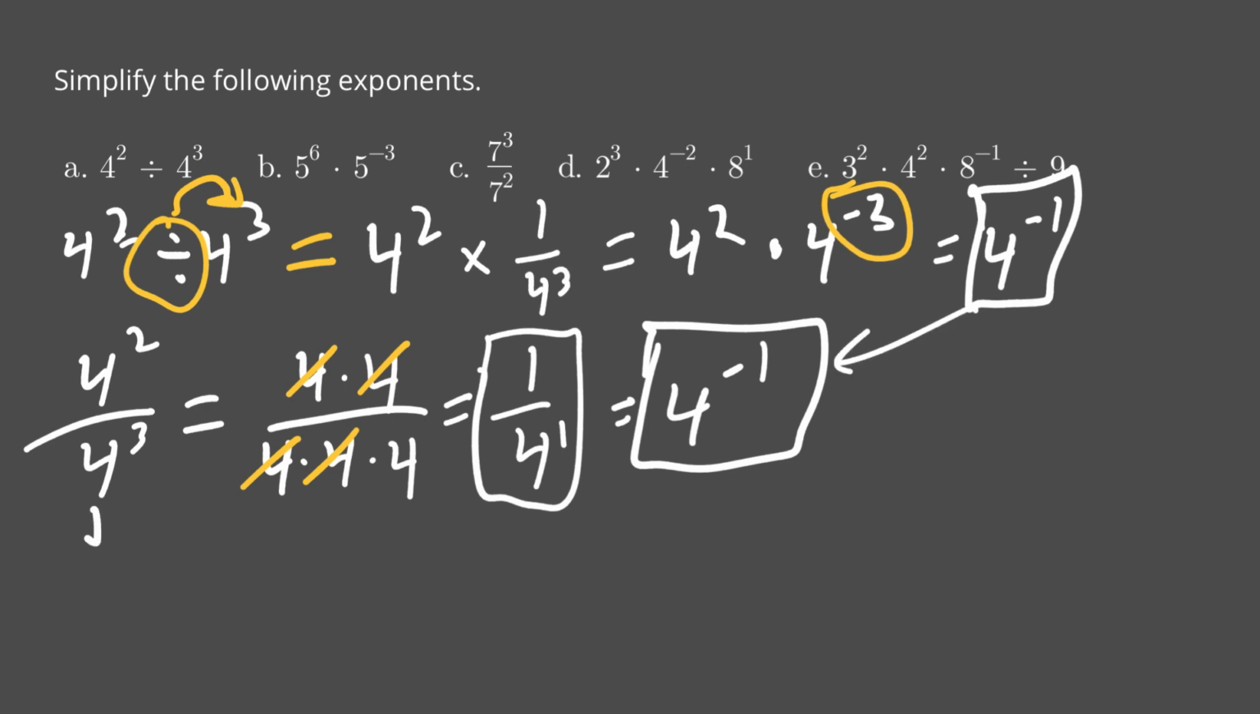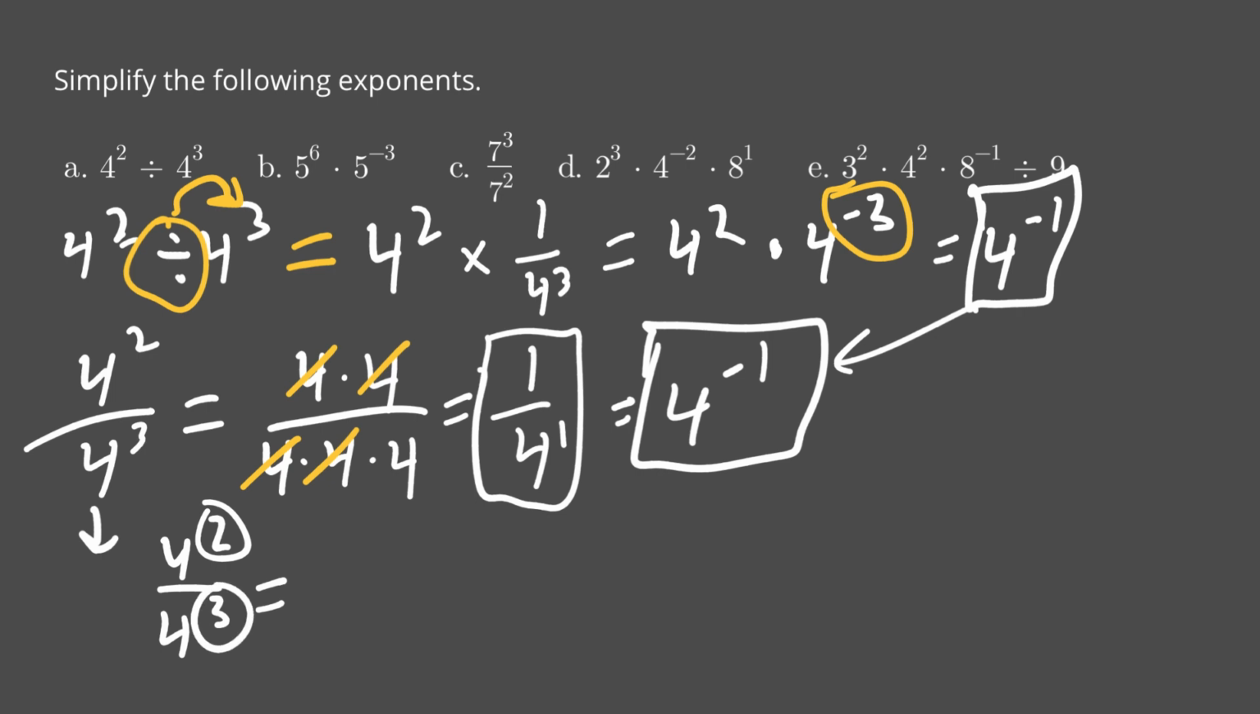Another way to approach this problem is to use a similar method as 4 squared over 4 cubed, but instead of expanding, we are going to simplify the exponents without doing all the crossing out. We will start with 4 squared over 4 to the third, and you can see that there is 2 on the top, 3 on the bottom.